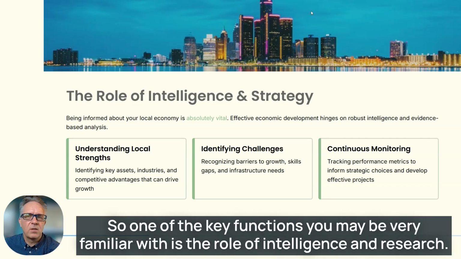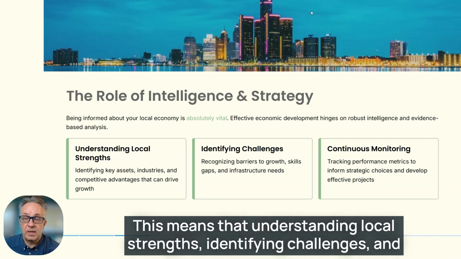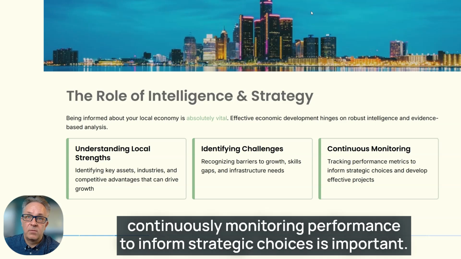So one of the key functions you may be very familiar with is the role of intelligence and research. Effective economic development hinges on robust intelligence and evidence-based analysis. This means that understanding local strengths, identifying challenges, and continuously monitoring performance to inform strategic choices is important.